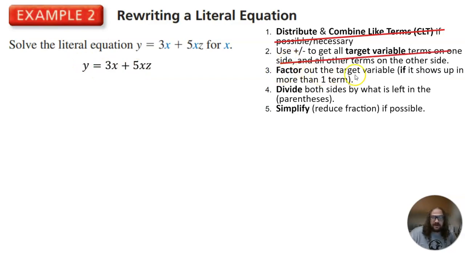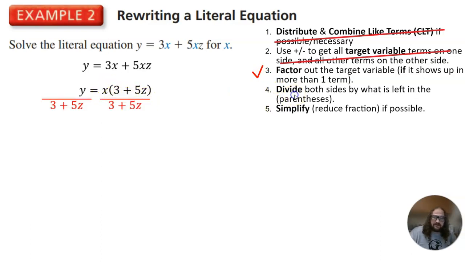Step 3 is to factor out the target variable if it shows up in more than one term. And X does show up in more than one term, so we're going to factor out the X on the right side. And if we divide out the X from the first term, we just have 3, and if we divide out the X from the second term, we have 5z. So when we factor out the X, what's left in the parentheses is 3 plus 5z. So there's step 3.